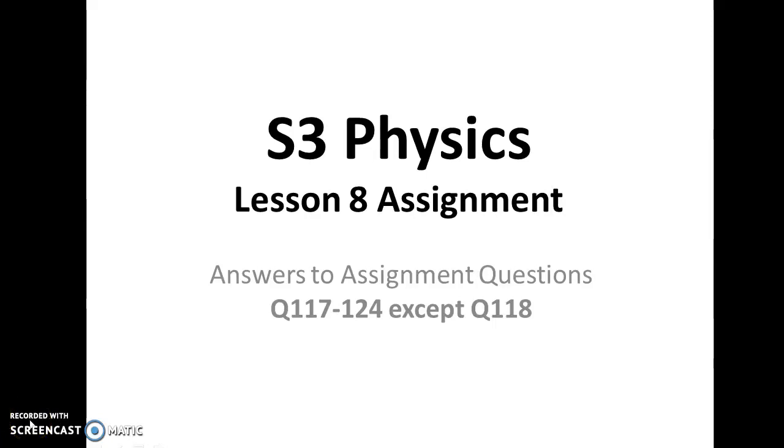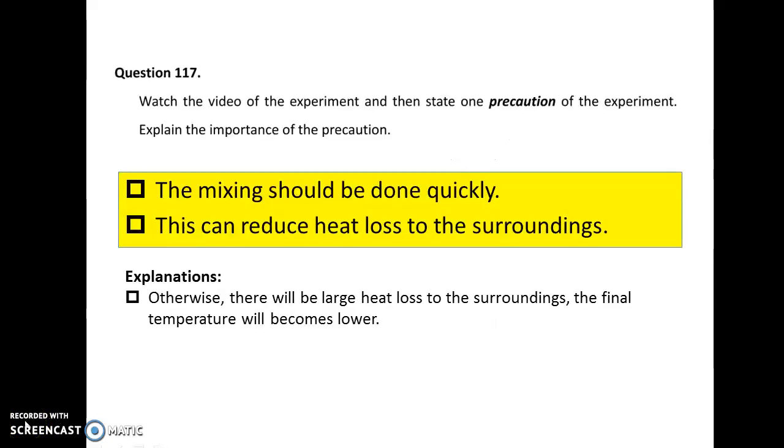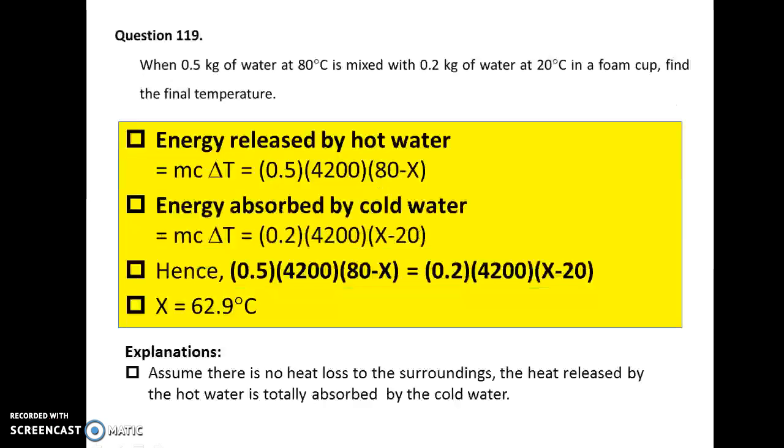Answers to assignment questions. Question 117. In the experiment of mixing, we have to do the mixing very quickly in order to reduce heat loss to the surroundings. Otherwise, the final temperature will be lower than expected.